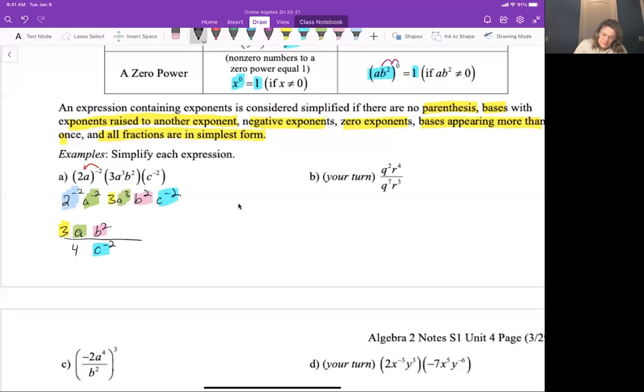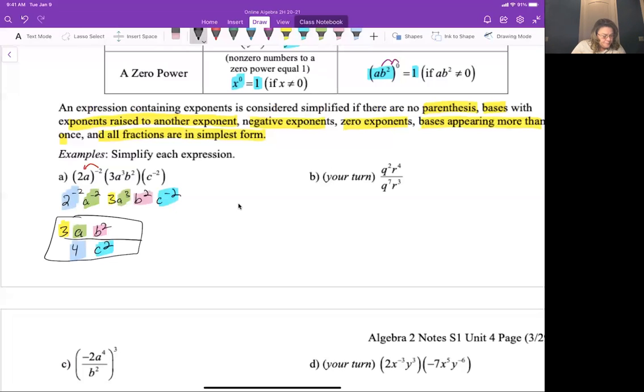I will confirm that I have met all the requirements. I don't have any additional a's. Everything looks good. Whoops, I see a mistake. That's not c to the -2. That is c squared. We got rid of the negative by putting it on the bottom. And this is the answer. All right, why don't you try one yourself?